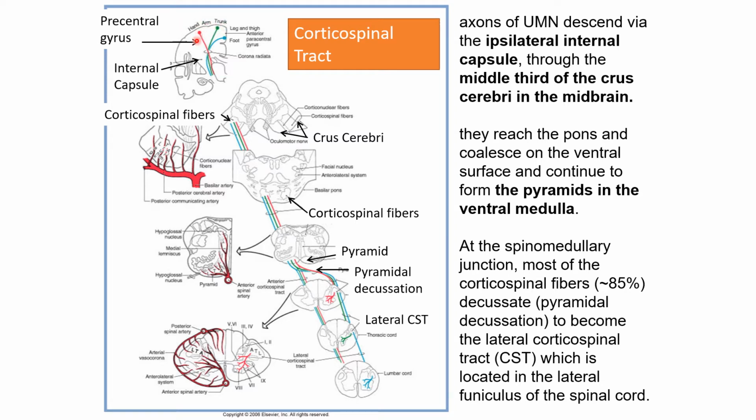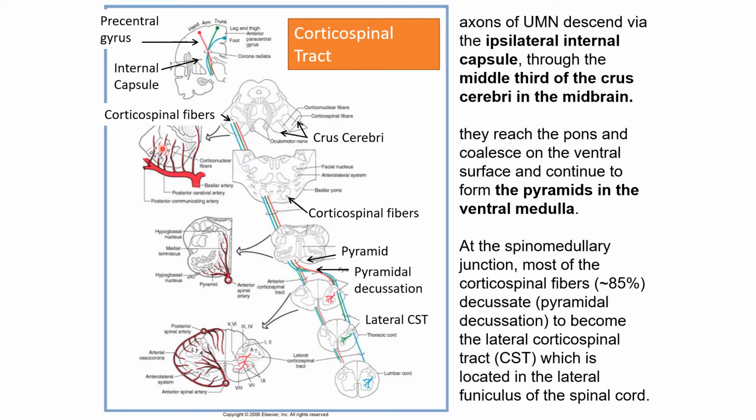starting out in the cortex in the precentral gyrus travel through the corona radiata and the internal capsule into the crus cerebri in the midbrain, on into the pons, and then into the pyramids at the medulla, and then cross over to the other side and travel in the lateral funiculus of the spinal cord.